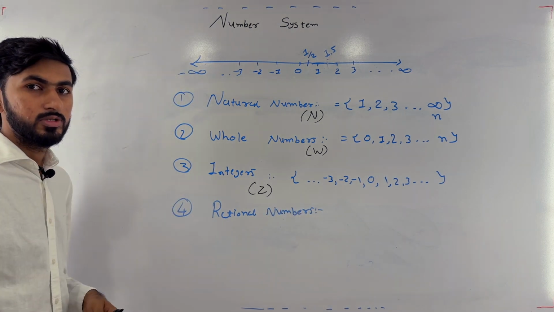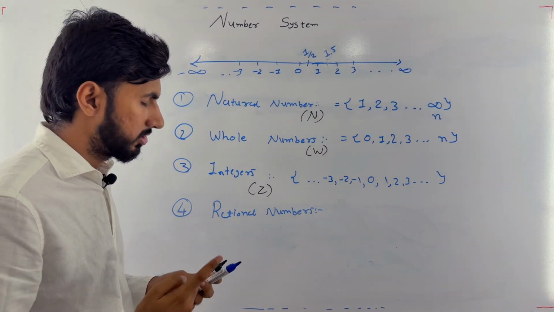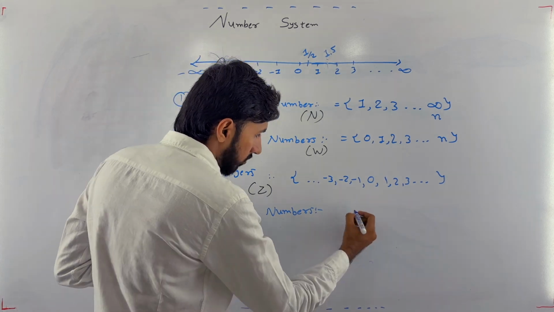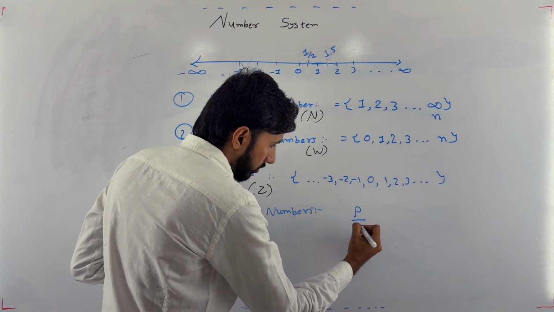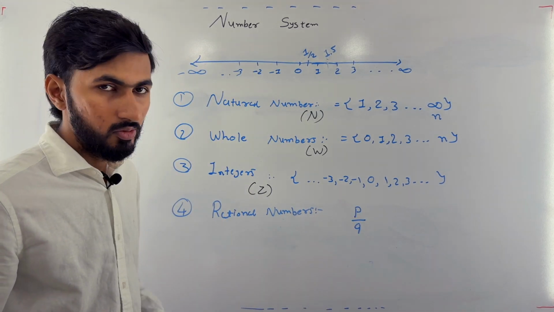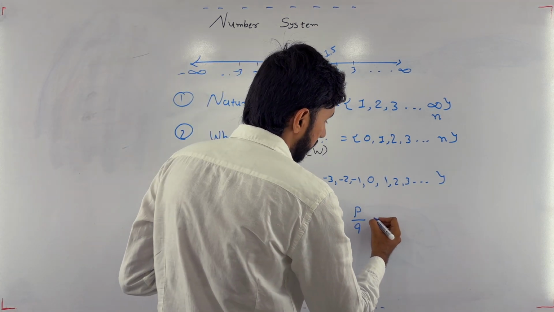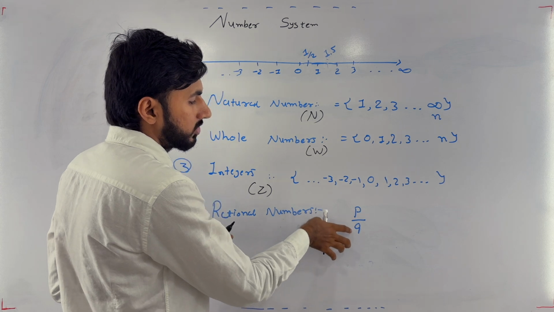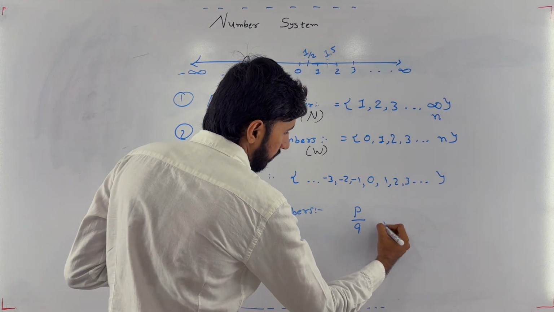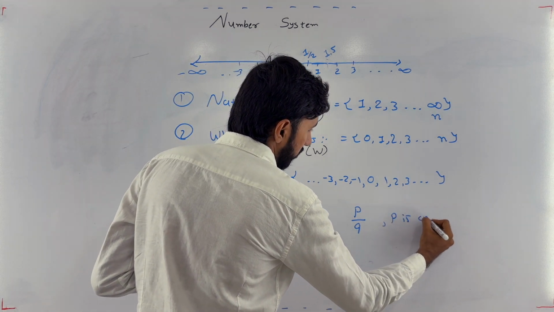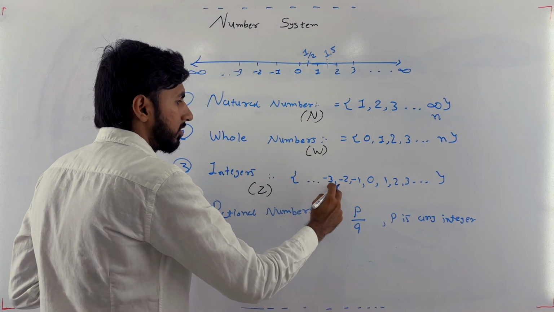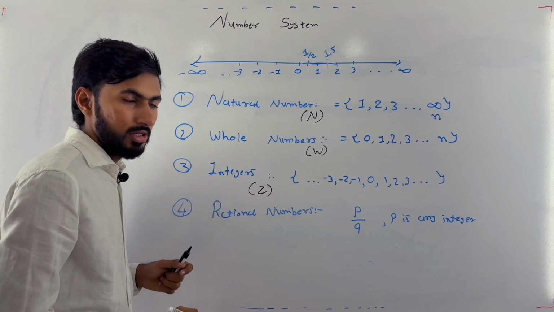And for rational numbers we have to write a small definition. Any number that can be represented in the form of p by q, a numerator and a denominator, we call a rational number. But there is a small condition, we have to mention what p and q are. So p is any integer, you can write anything from this as p.